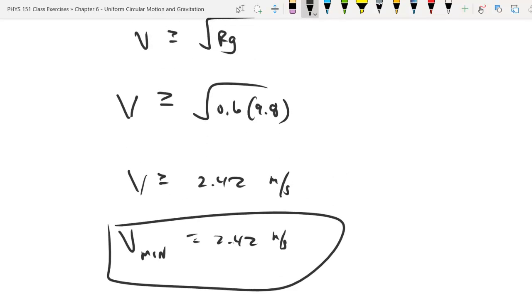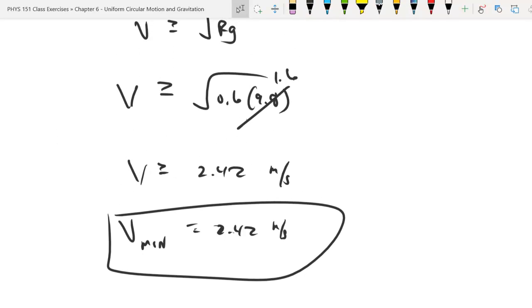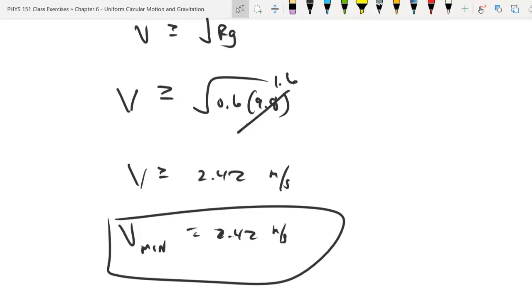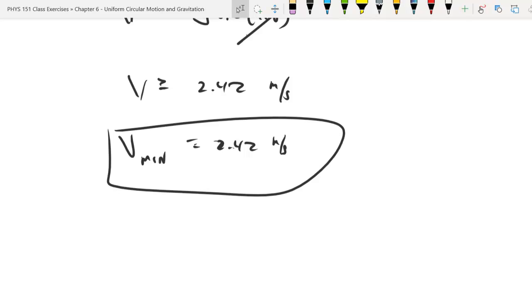And like I said, if we're on the moon, I think gravity becomes like 1.6, right? So the speed probably becomes about half as much. You can plug it in there. It's probably right around 1.1, 1.2 meters per second. So kind of nice. You can use this later on.